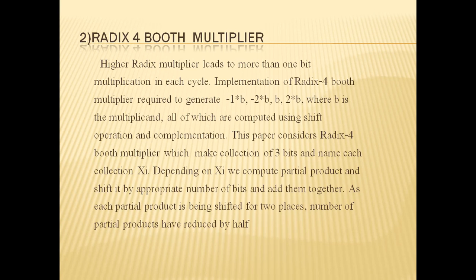This paper considers the radix-4 Booth multiplier, which makes collections of 3 bits and names each collection xi. Depending on xi, we compute the partial product, shift it by 2i bits and add them together. As each partial product is shifted by 2 places, the number of partial products is reduced by half. So the radix-4 Booth multiplier is used to reduce the partial products by half. This is a very efficient Booth multiplier.